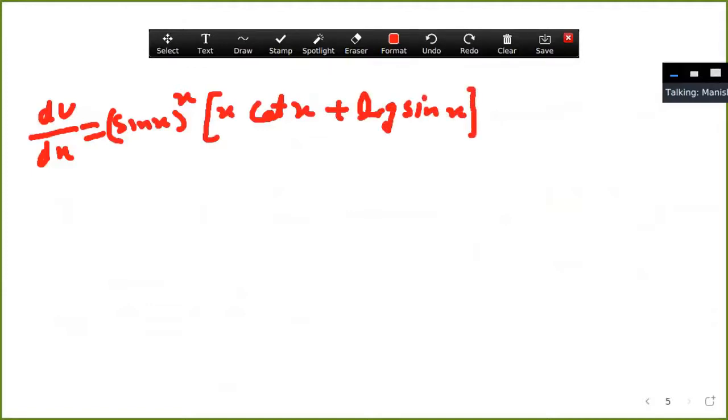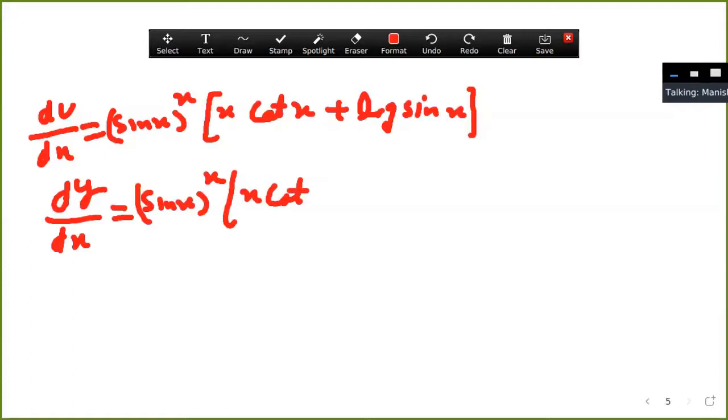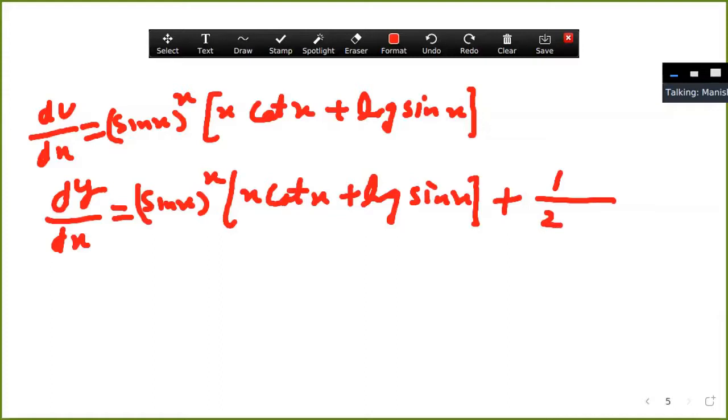Now put the value of du upon dx and dv upon dx in dy upon dx. What will you get? The answer will be sine x to the power x, this is u. du upon dx is x cot x plus log sine x, plus, next I have solved, that is 1 upon 2 under the root x minus x square. This is the answer of the question. Okay. Now you can do the questions, I think.